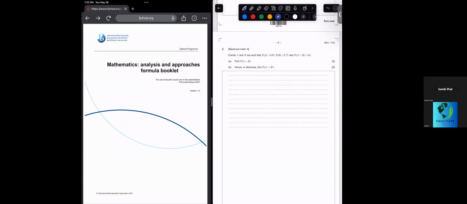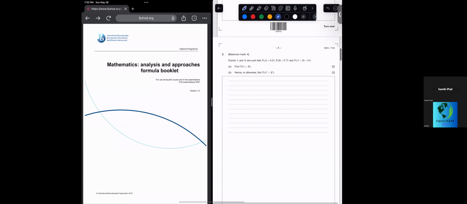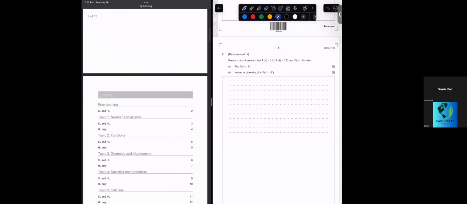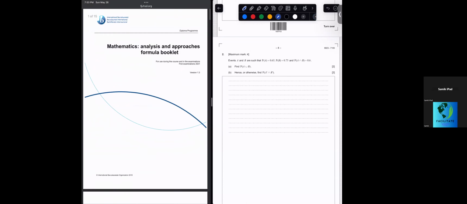Okay, guys, so let us do question number 2. This is maximum mark 4, and this is a probability question. Quite standard in IB Maths SL level. So to use this, I just wanted to show you guys the formula booklet. You'll be provided this always during your exam and throughout your course in your school. So you should make use of this, and yeah, it'll be very useful for you.